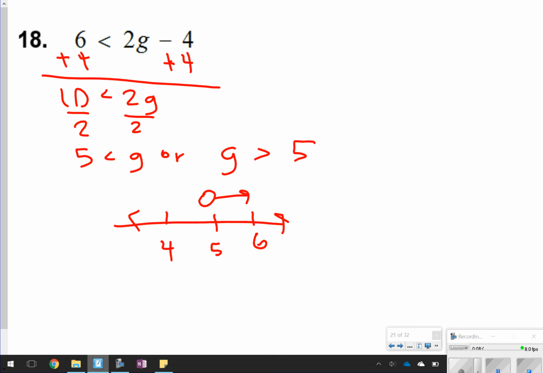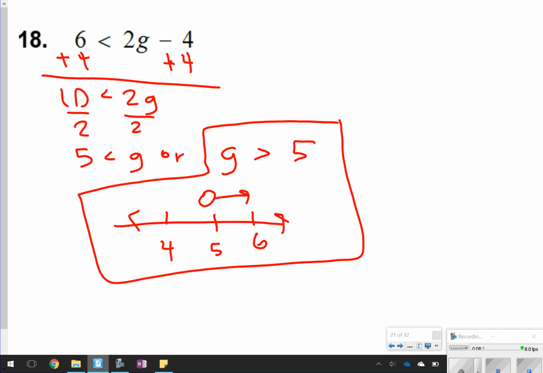If you graphed it incorrectly, you probably did not rewrite it with the variable on the left, so maybe make a note of that and practice that before your test.